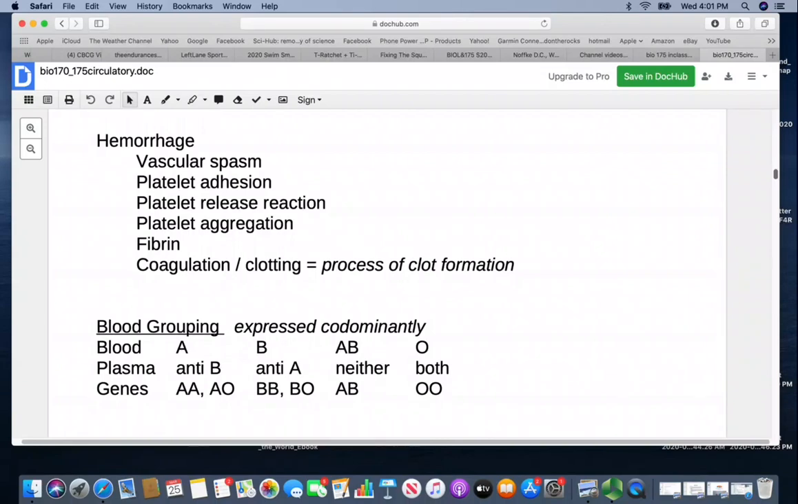Then you'll have platelet adhesion. So they're going to start to stick to the area around that. A platelet release reaction is going to call additional platelets into the area, and they will begin to aggregate. They'll stick to each other. Then you will form fibrin that will help to form fibers across in helping to hold platelets into place. So this process is called coagulation or clotting.